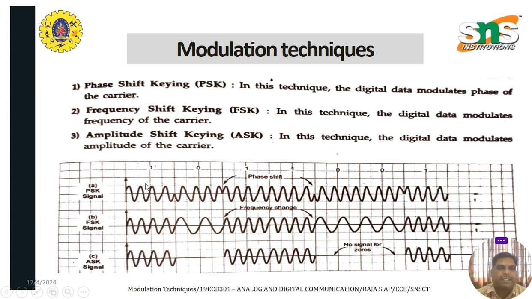Whereas if you see the PSK signal, whenever the data 1 comes, it starts from 0 degree angle. Then whenever the data changes, it will change to a 180 degree phase shift as in this figure. Now we will see details about each method.